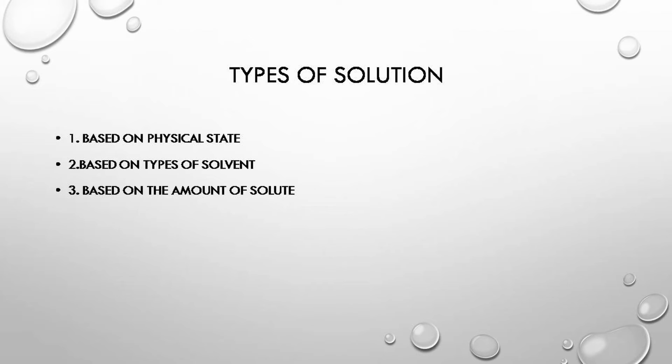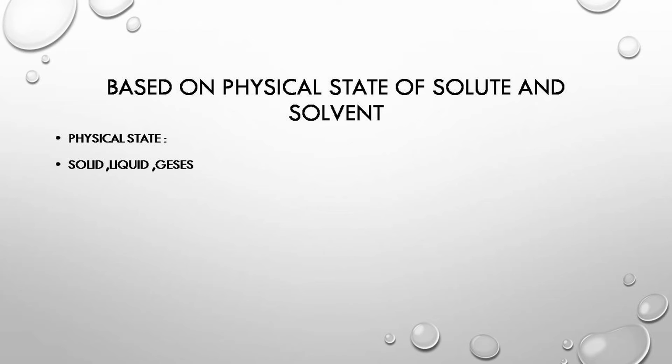Next is a very important topic: types of solution. The types of solution are divided into three parts: first, based on the physical state; next, based on the solvent; and next, based on the solute. These are the three types. First we go for the type based on the physical state of the solute and the solvent.